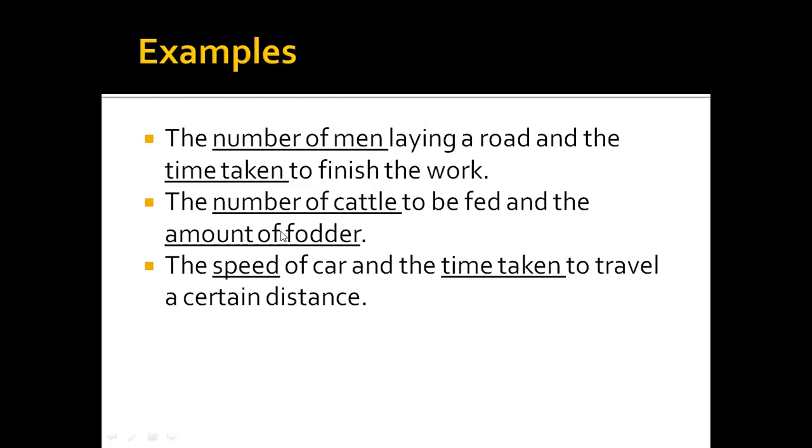Part 2, the number of cattle to be fed and the amount of fodder. If you increase the number of cattle, the amount of fodder will be decreased. And if you decrease the number of cattle, the amount of fodder will be increased. It will be consumed for a longer period of time. Less amount of fodder will be consumed then.